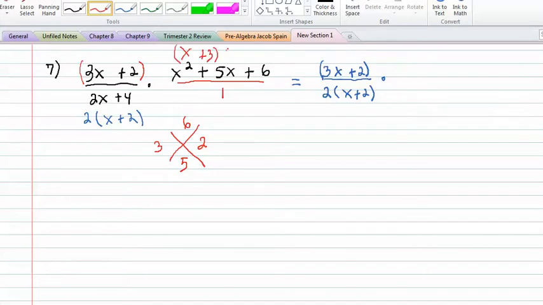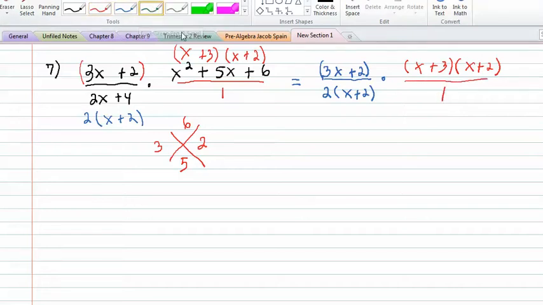And then I have an x plus 2. And that's going to go in my problem with my new factored form. So I'm just rewriting it so you can keep track of what I'm doing here. All over 1.